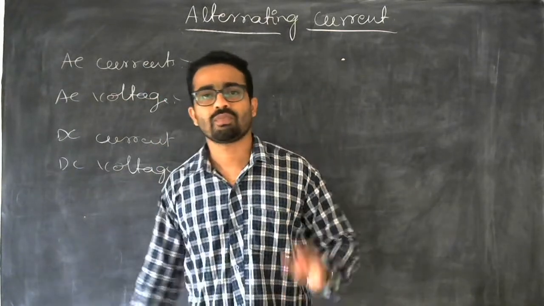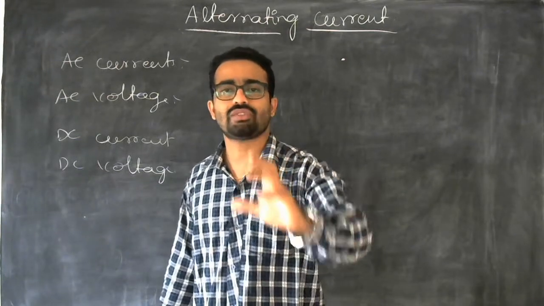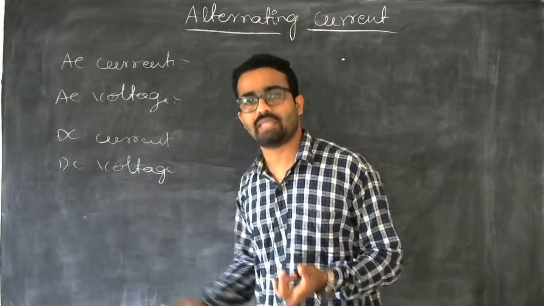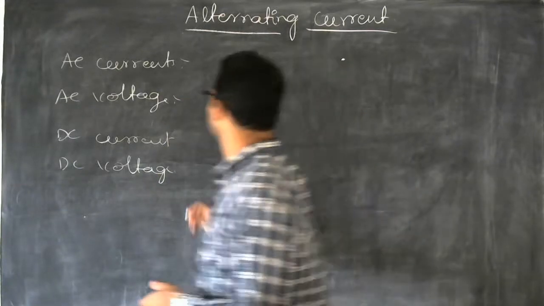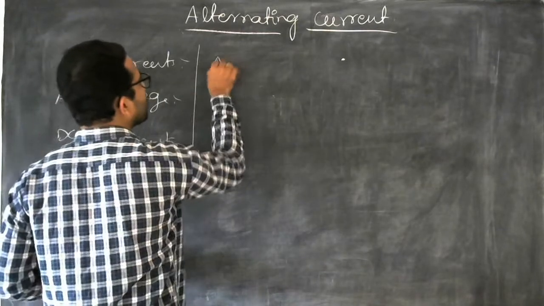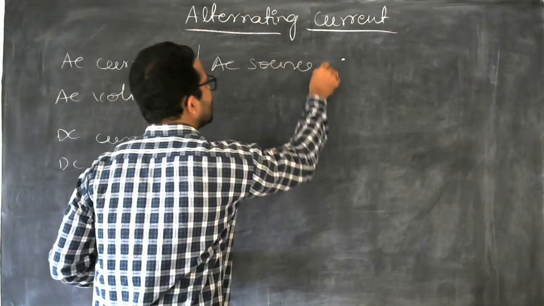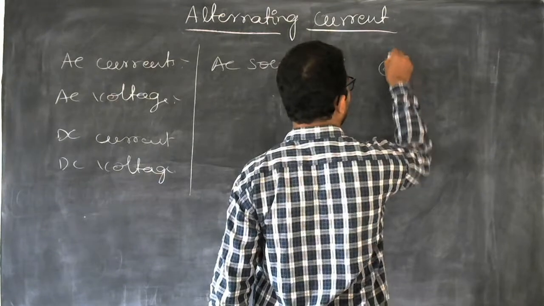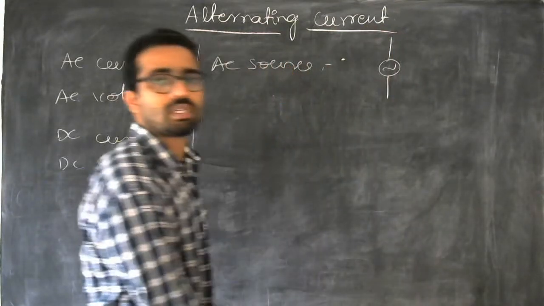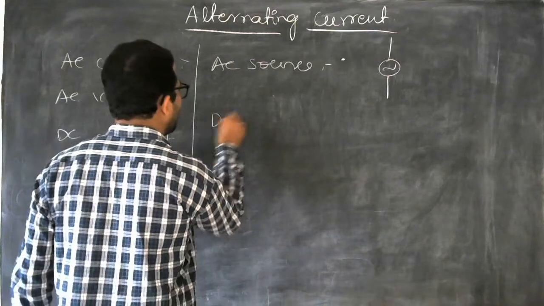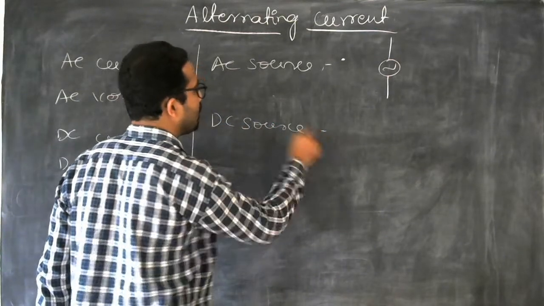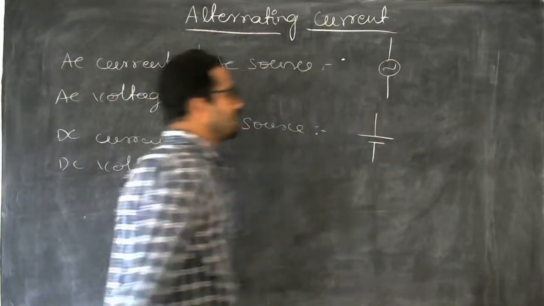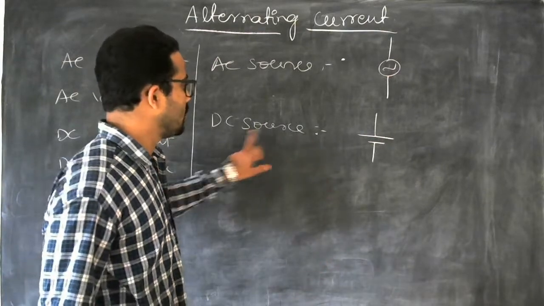AC source means equipment, a device which gives an AC form of energy. That is called an AC source. Then how to represent DC and AC sources? There is a symbolic representation for this AC source. It will be like this. See, this is the representation of an AC source. And a DC source can be represented in this way. You have seen it many times. This is the representation form of a DC source.